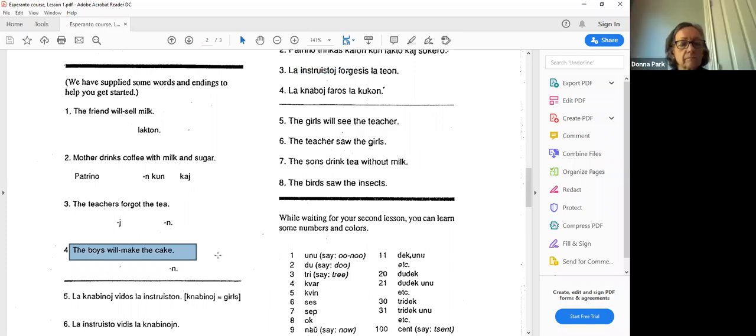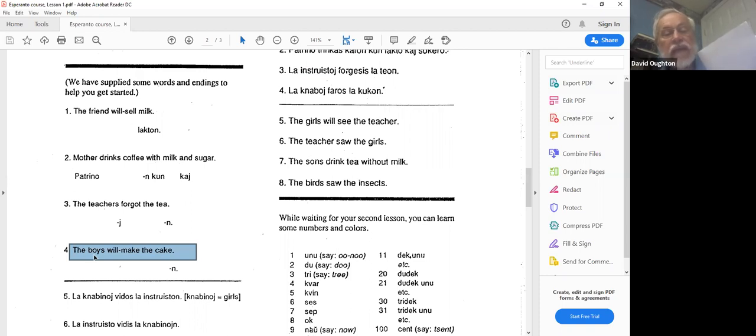And then number four, the boys will make the cake. So again, in this sentence, we have two definite articles, so we're going to need two las, okay? And we know the subject is boys. They're the ones who are doing the making. And will make is in the future, so we know we're going to have an os on the end of the verb.